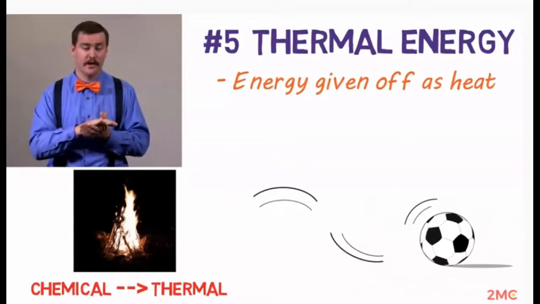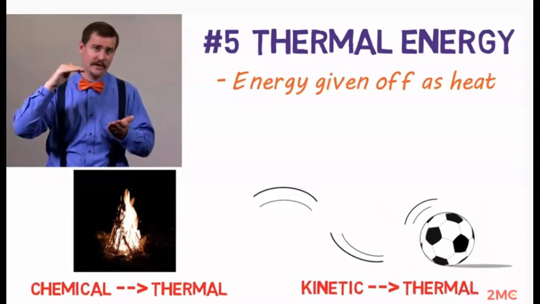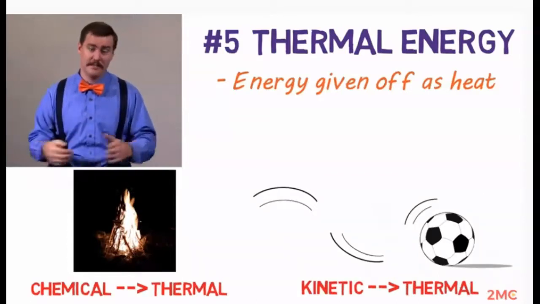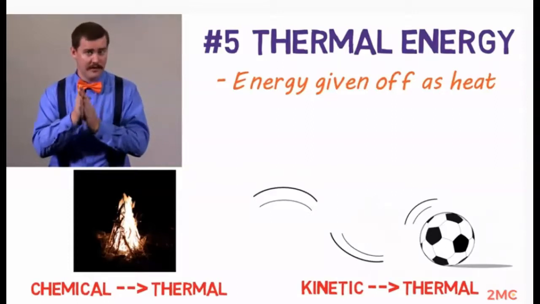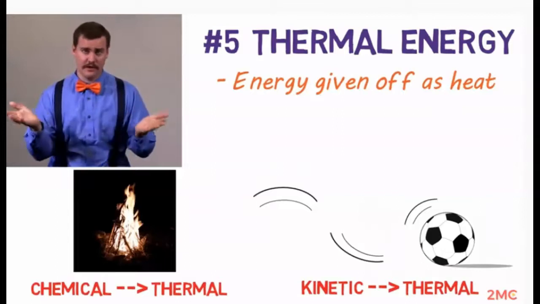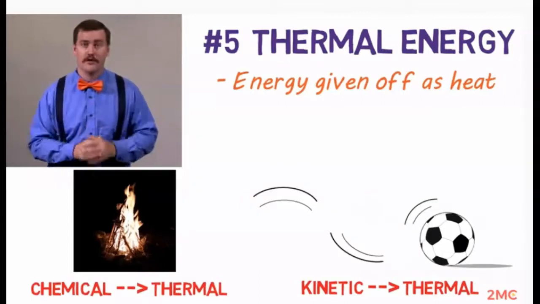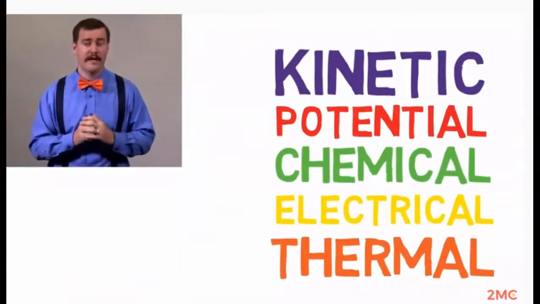This friction slows the ball down, but it's actually that kinetic energy being transferred into thermal energy, which is then dissipated into the ground. It's also why you can warm up your hands by rubbing them together, because you're taking kinetic energy in the movement of your hands and converting it to thermal energy through the friction. So those are 5 types of energy that you should be familiar with. There are others, but those are the main ones.